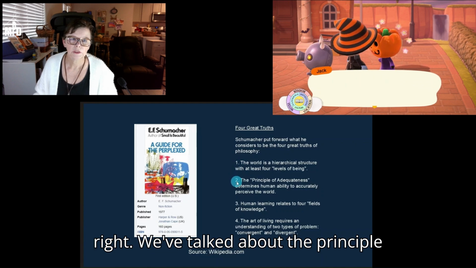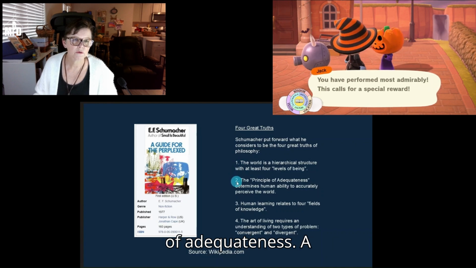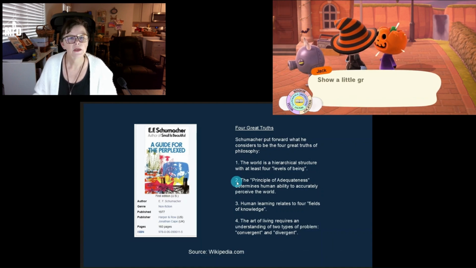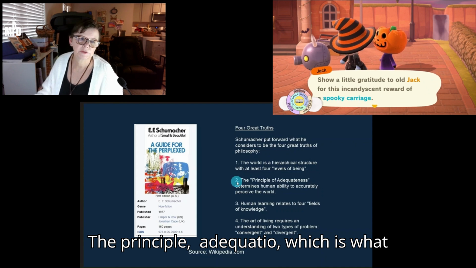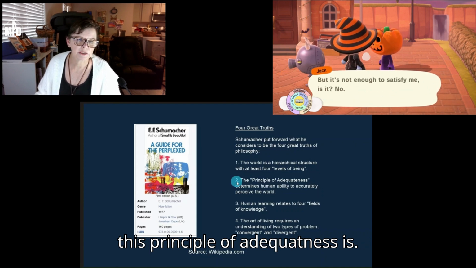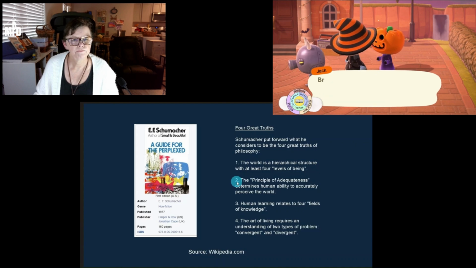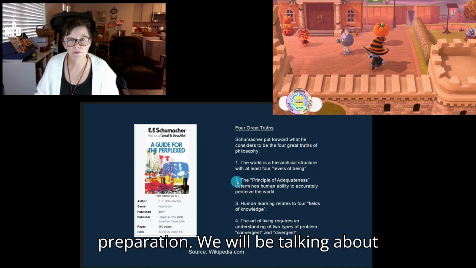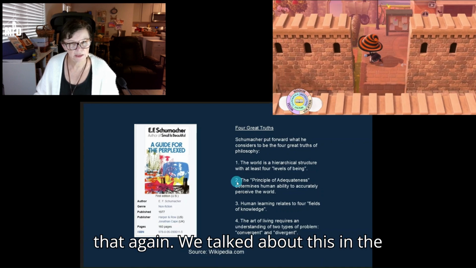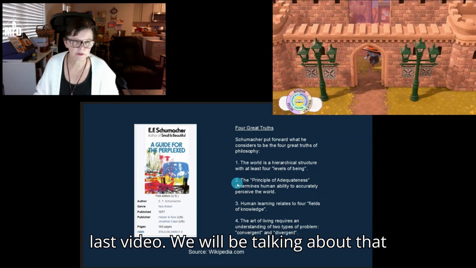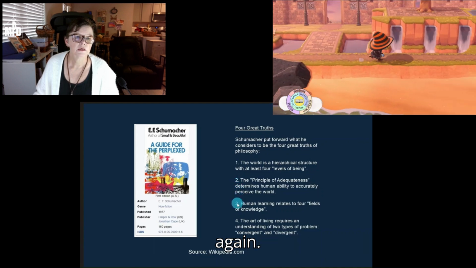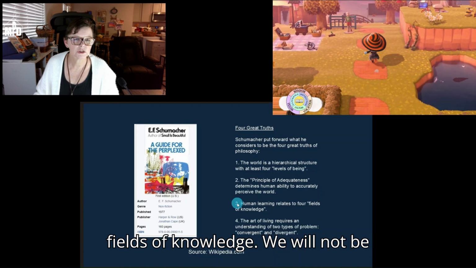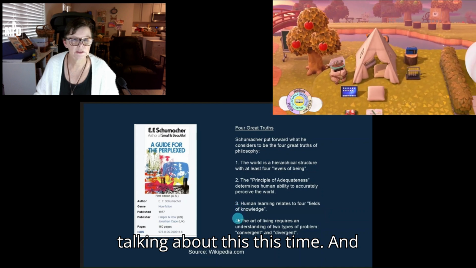All right. We've talked about the principle of adequateness, the principle adequatio, which is about our ability to perceive the world, with enough preparation. We talked about this in the last video. We will be talking about that again. Thirdly, human learning relates to four fields of knowledge. We will not be talking about this time.